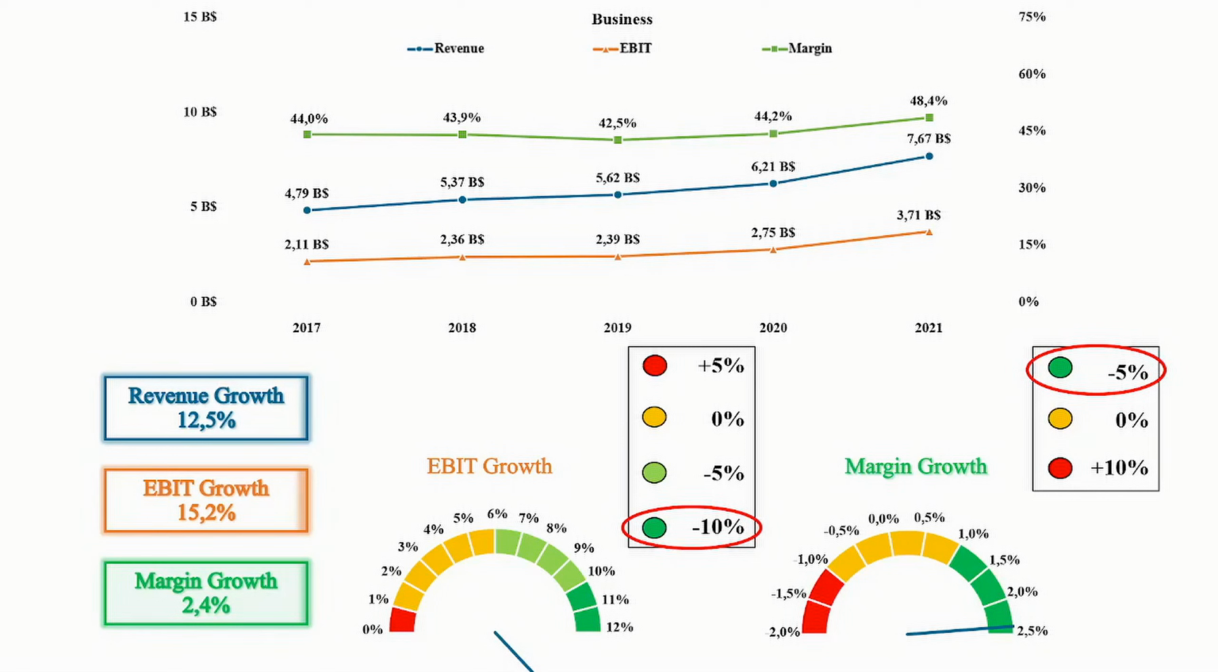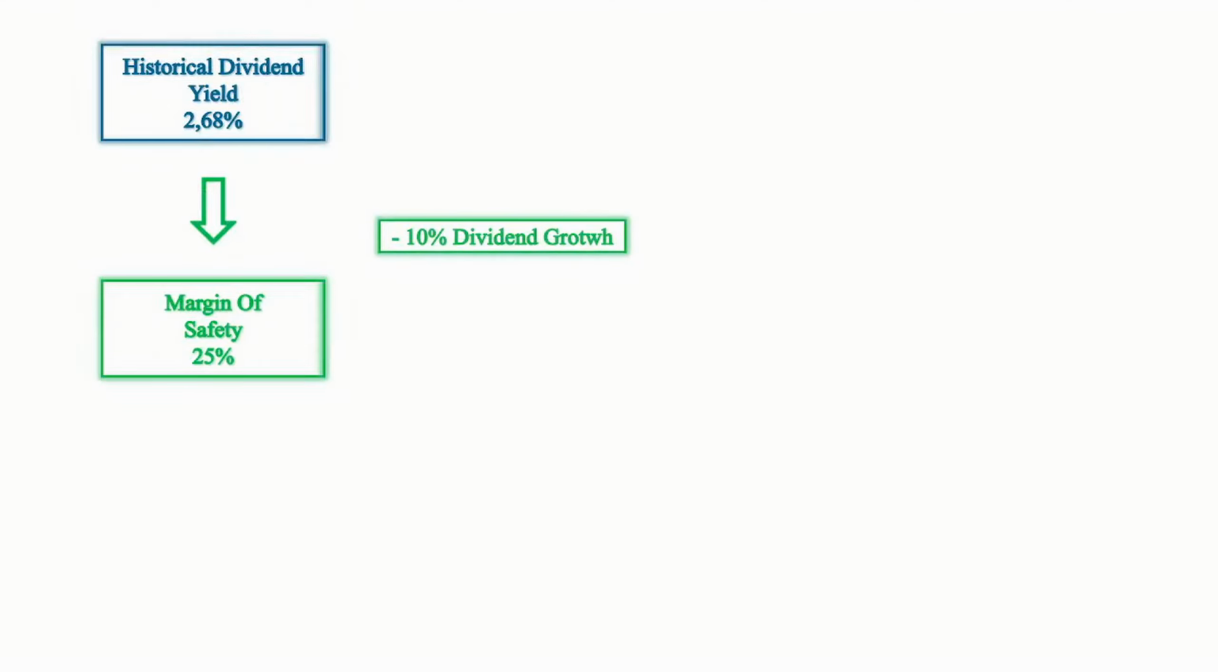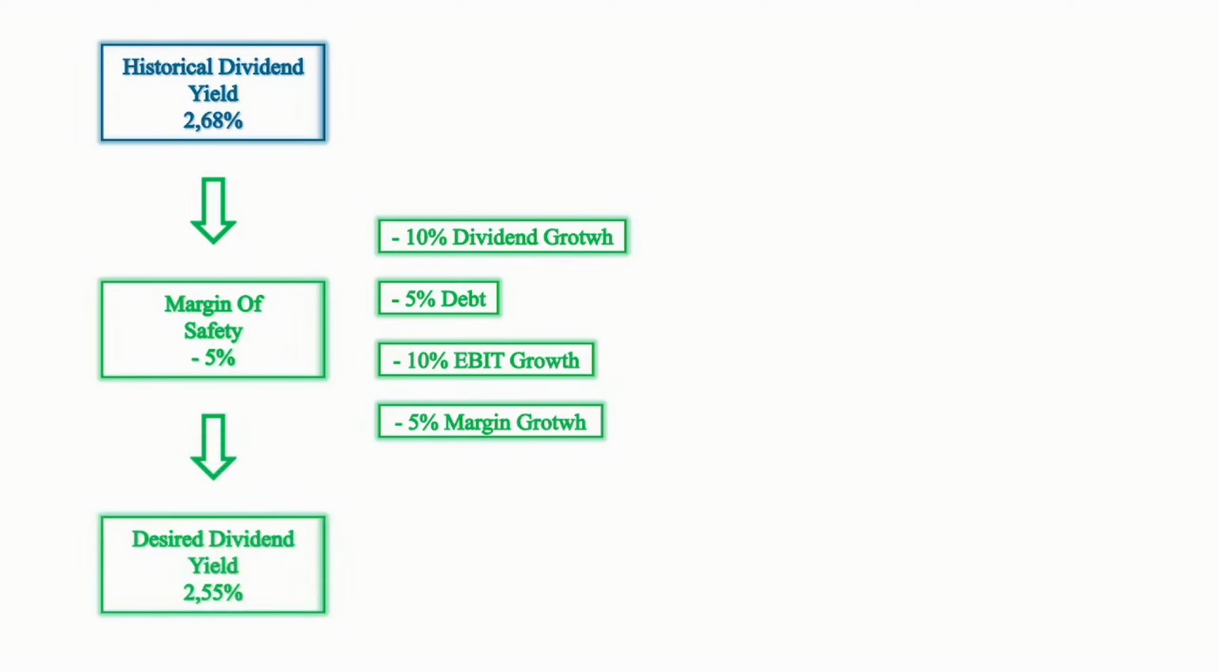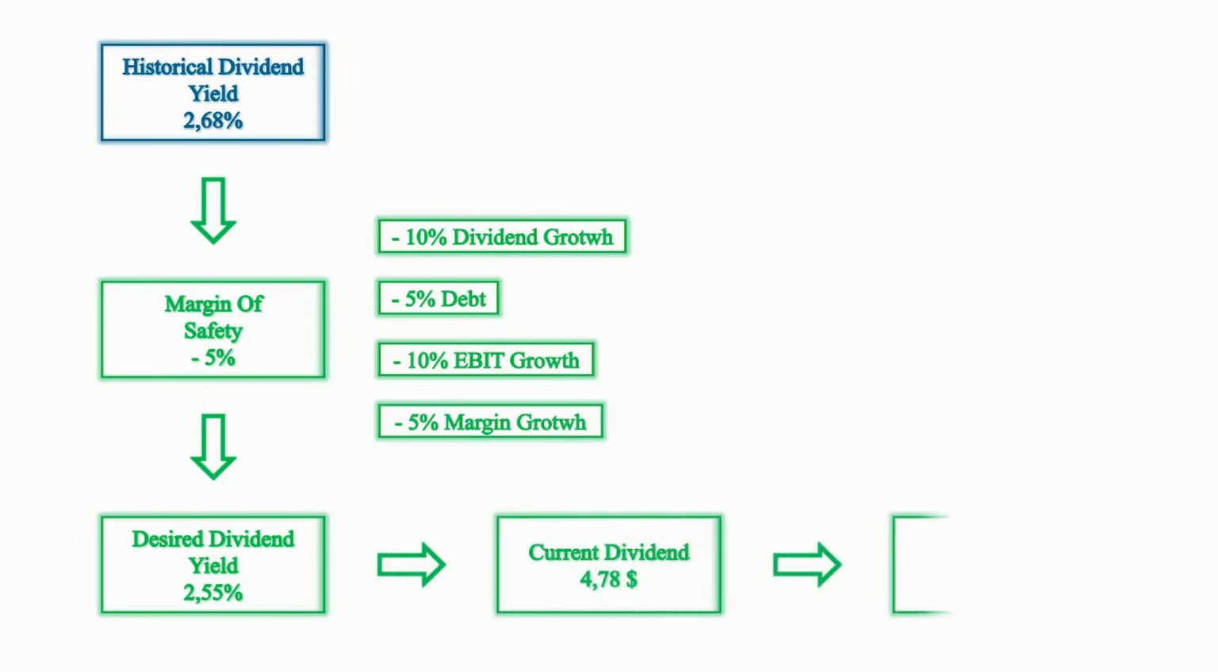Since every metric from the analysis has now been collected, it is time to adjust the margin of safety. Minus 10% for the dividend growth, minus 5% for the debt, minus 10% for the EBIT growth, and minus 5% for the margin growth. The new margin of safety is therefore minus 5%. This leads to a desired dividend yield of 2.55%. With a current dividend of $4.78, I should therefore not pay more than $188 for the stock.